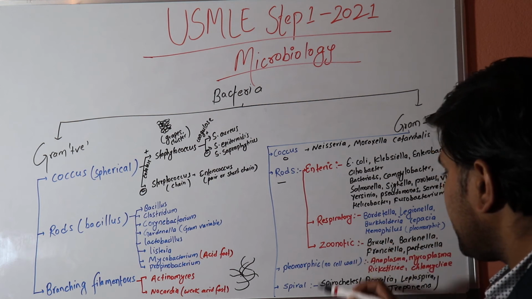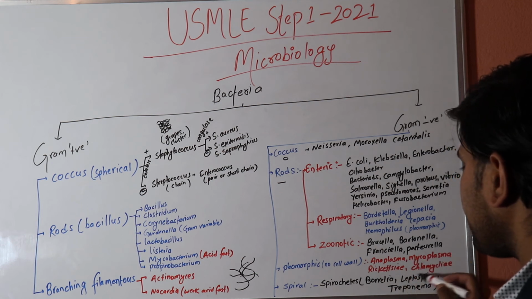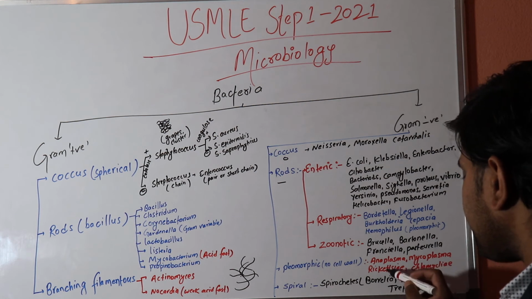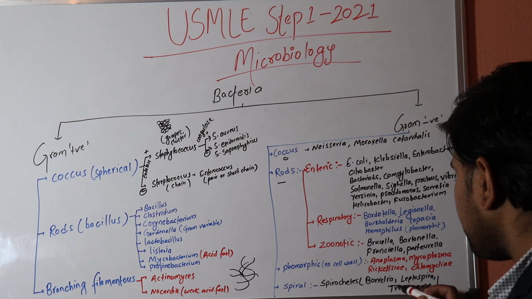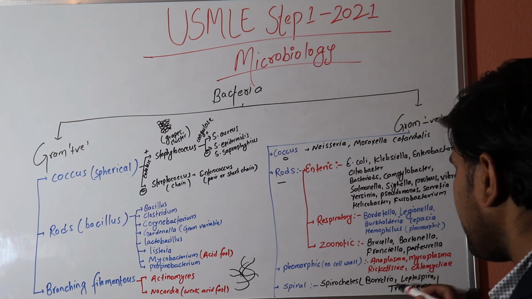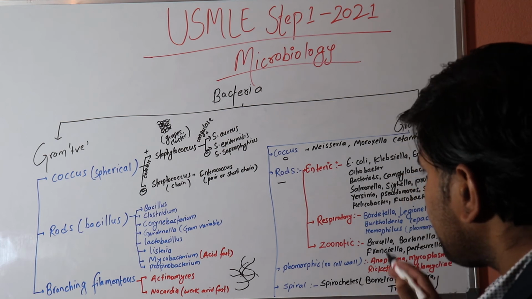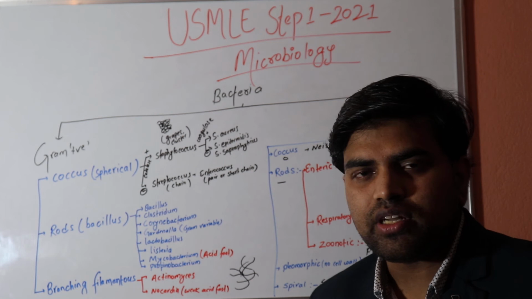Then we have talked about the pleomorphic organisms like Anaplasma, Mycoplasma, Rickettsia and Chlamydia. Since they have no cell wall, they have to survive intracellularly, mainly Rickettsia and Chlamydia, which are intracellular organisms. In spiral form, you have learned about Treponema pallidum, Leptospira and Borrelia. Treponema pallidum is the cause of syphilis. So in a nutshell, this is just the beginning of your microbiology lecture.